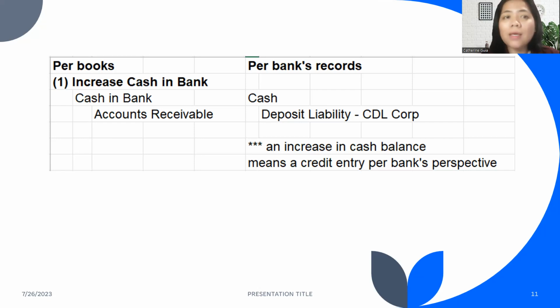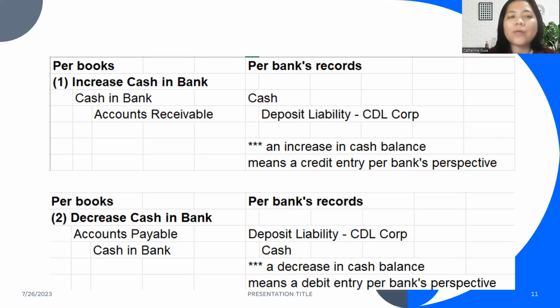So it doesn't mean that when we say your account will be credited, your cash in bank will be decreased, because from the bank's perspective, it means that your cash balance will be increased. Okay? So again, every time the bank receives deposits from its depositors, the entry is debit cash and credit deposit liability.